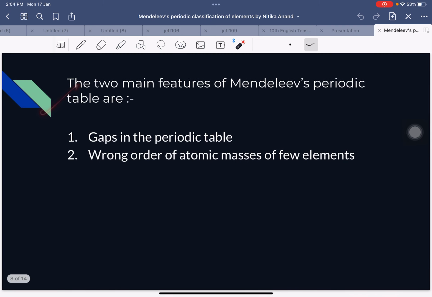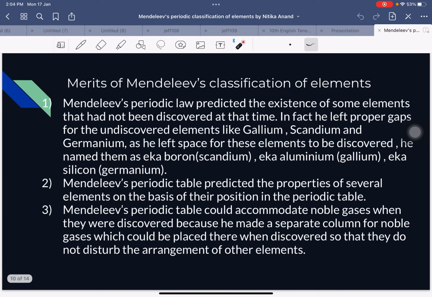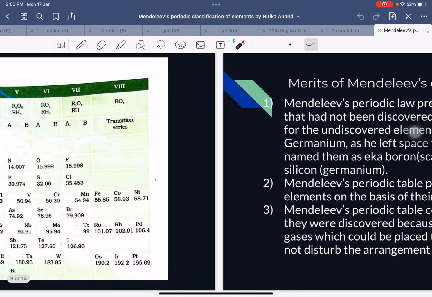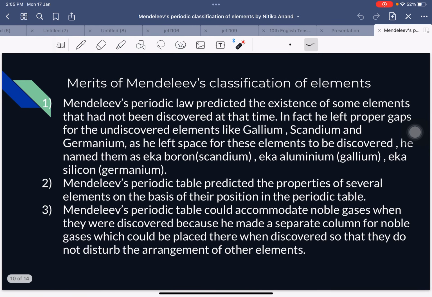The two main features that we're going to discuss in Mendeleev's periodic table are the gaps he left between different elements, and the wrong order of atomic masses of a few elements. Let's go. So here, first of all, the merits of Mendeleev's classification of elements. Basically, I'm going to be explaining the concept through merits and demerits. So let's go to the merits first.